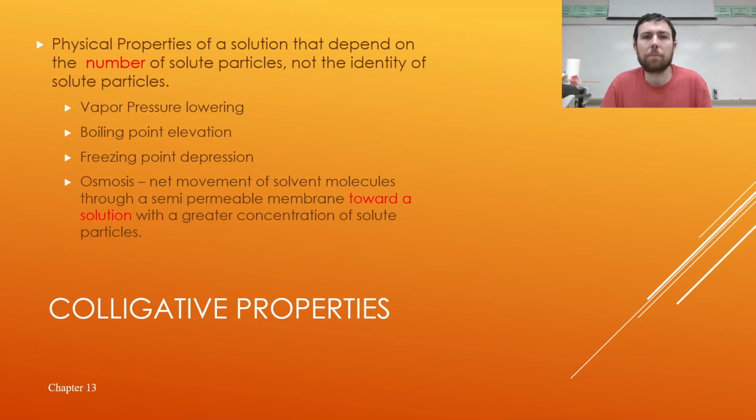And so from our perspective, you've probably seen osmosis in your biology classes. From a chemist perspective, we're talking about the net movement of solvent molecules through a semi-permeable membrane toward a solution with a greater concentration of solute particles. All right, so slightly different definition here for osmosis, as you've probably seen in biology. Now, like I said, we've introduced those 4 colligative properties. We're now going to look at each of them individually. So let's dive in. Let's look at vapor pressure lowering first.